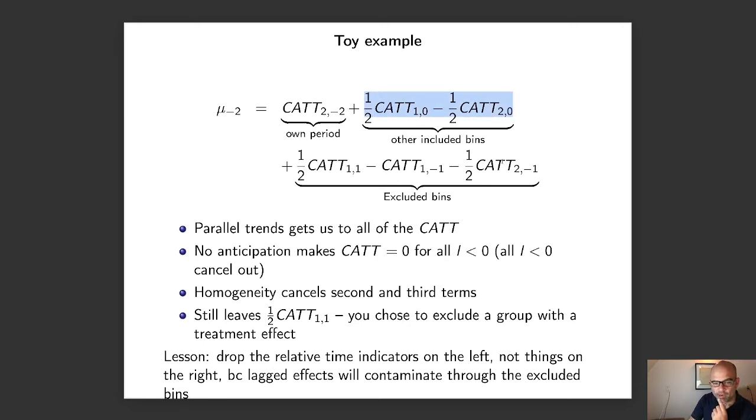Homogeneity is going to get rid of. I still am a little. I think because I'm just staring at it and not noticing it, still leaves CATT 1/2. Second and third terms. I think that means this. Yes. Okay. My brain is not able to interpret my slide for some reason.